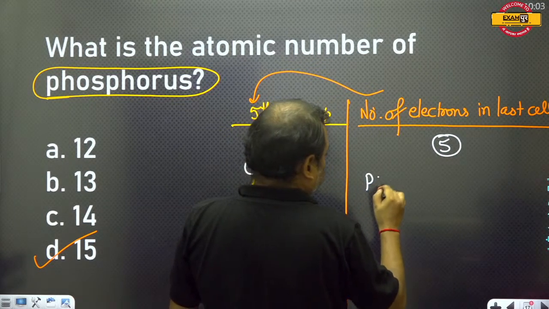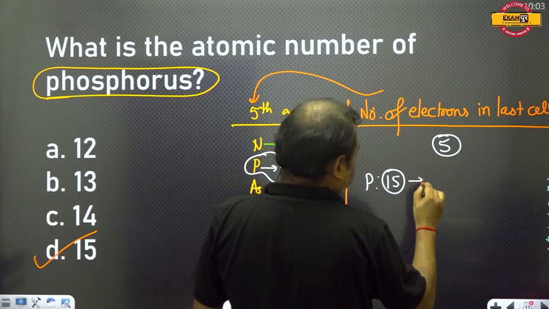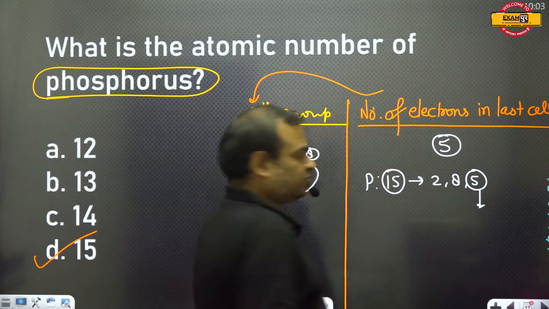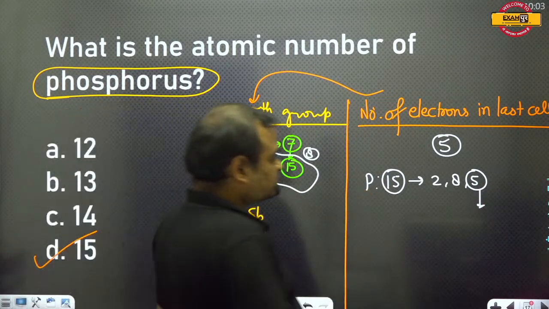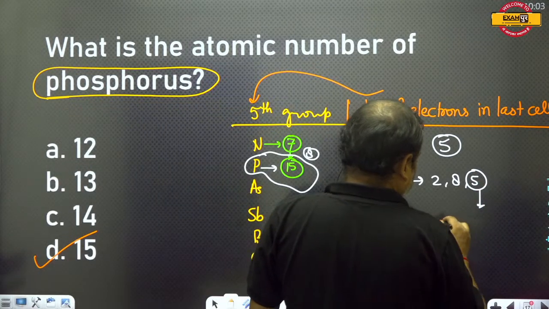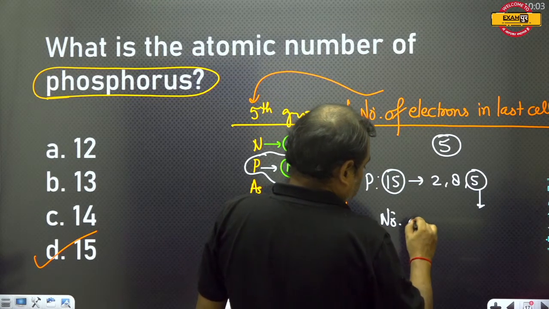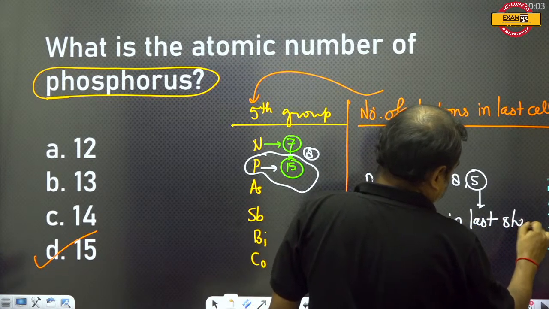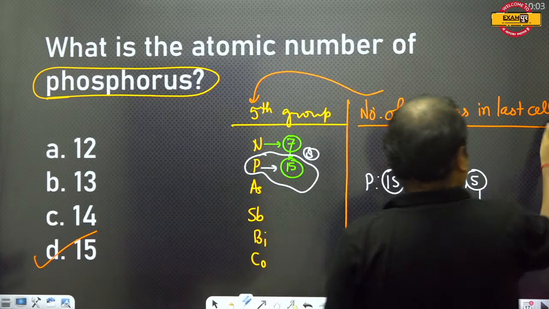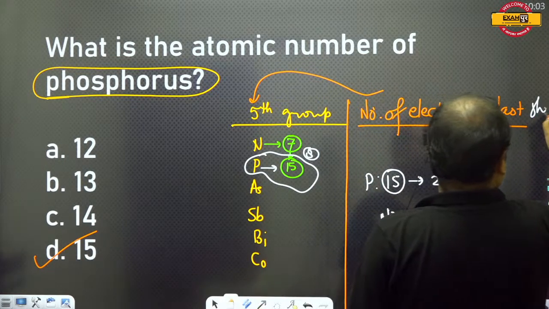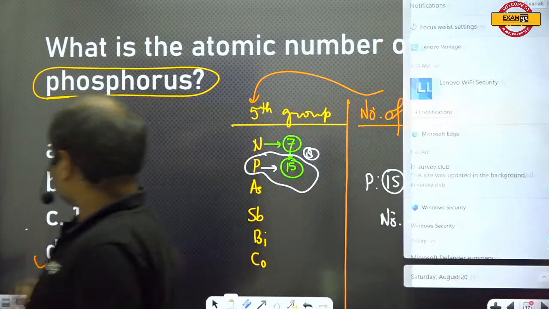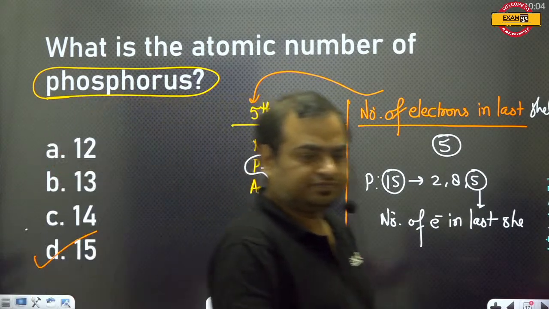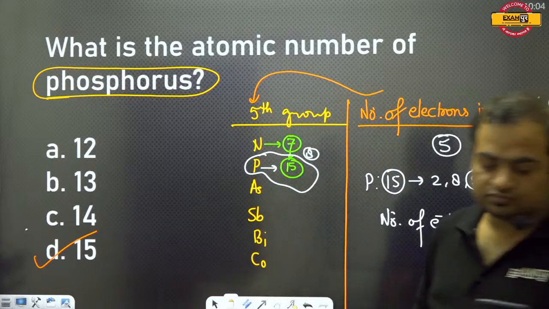Because if we talk about phosphorus, the atomic number is 15, and the configuration will be 2, 8, 5. So 5 is the number of electrons in the last cell. Last cell means third cell. So this is the correct answer. I think that you have got it. That's great.